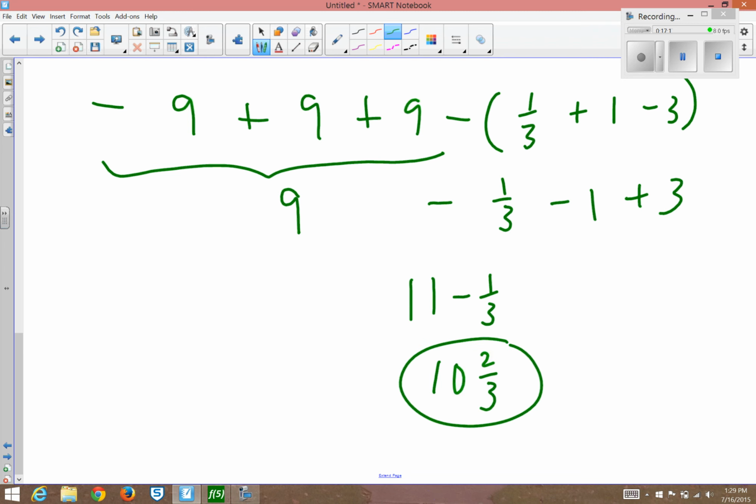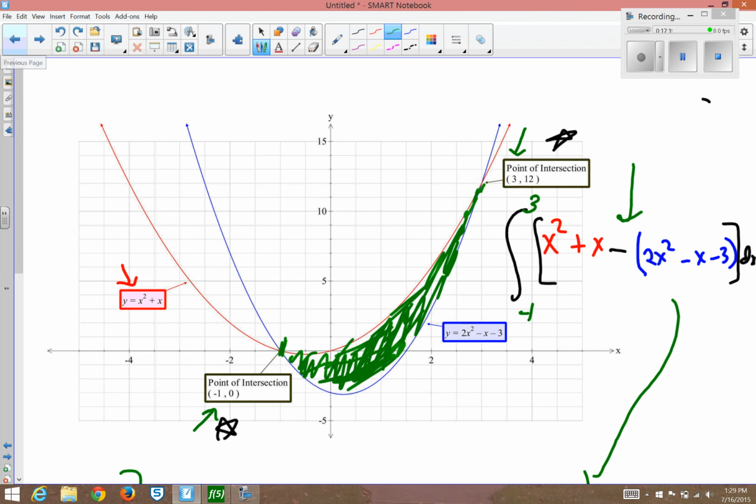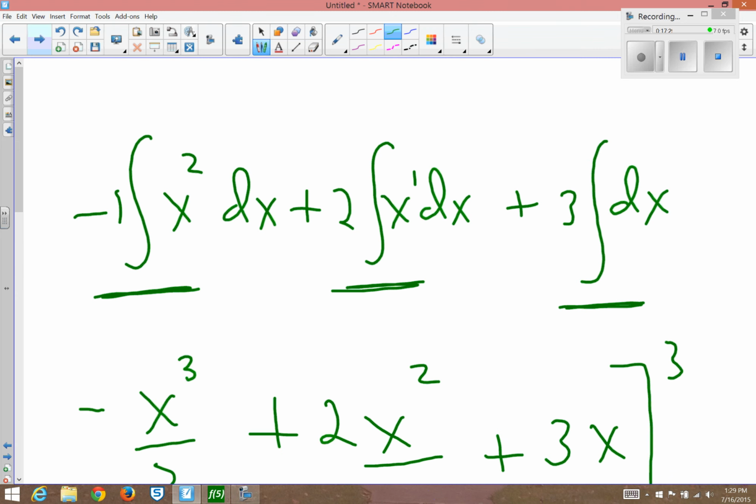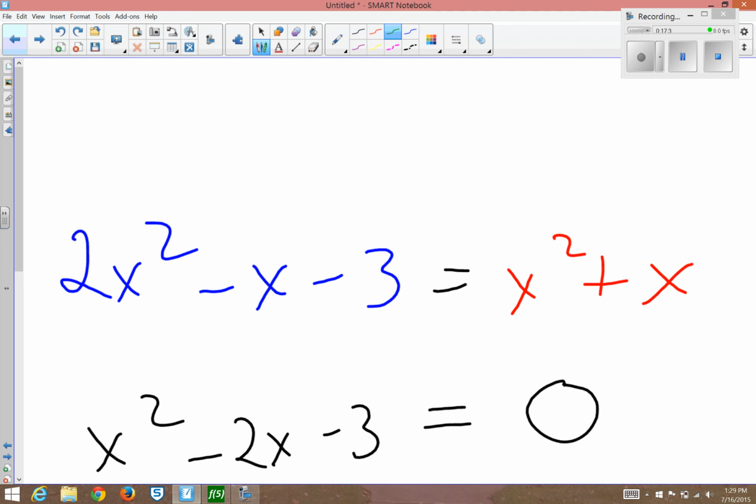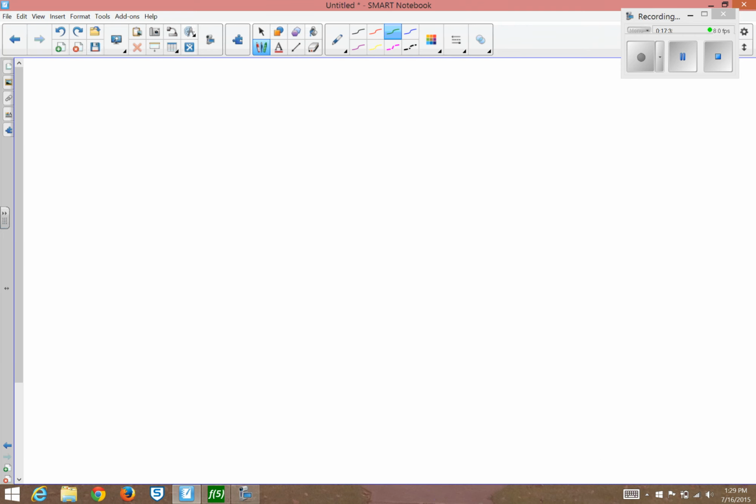That number, 10 2/3, is the area of this region that's shaded in green. 10 2/3 square units are inside here. So calculus is used to find areas of odd shapes. It also can be used to find the average value of a function.